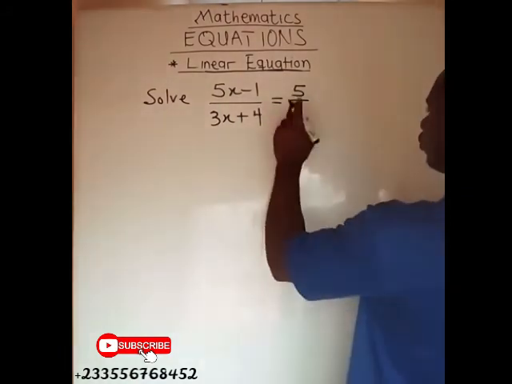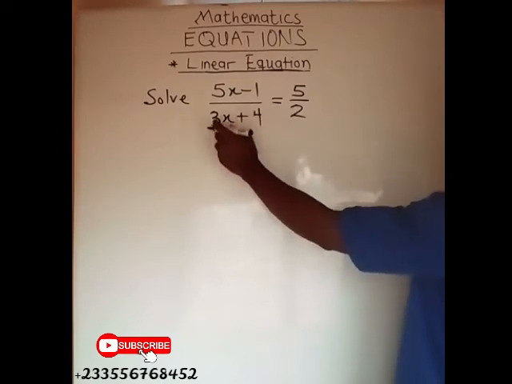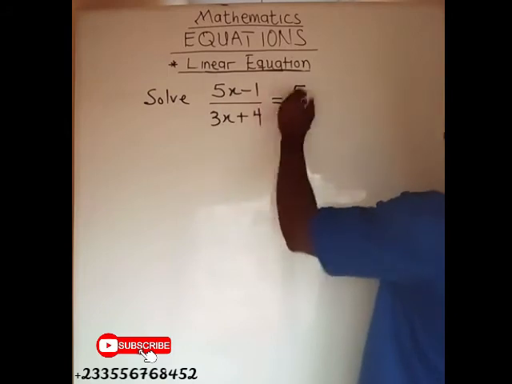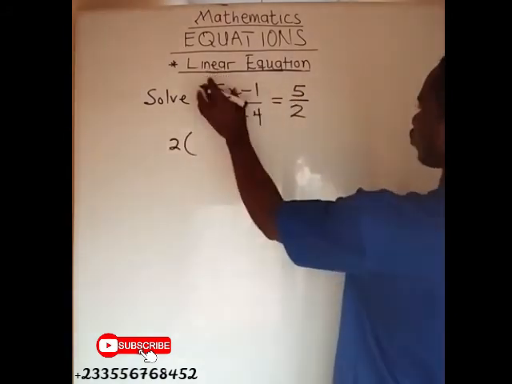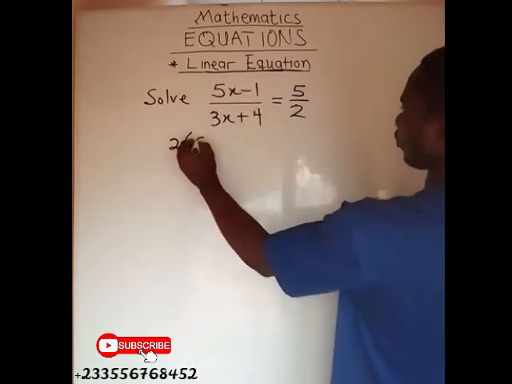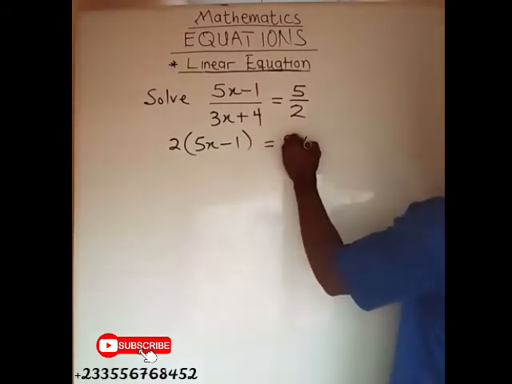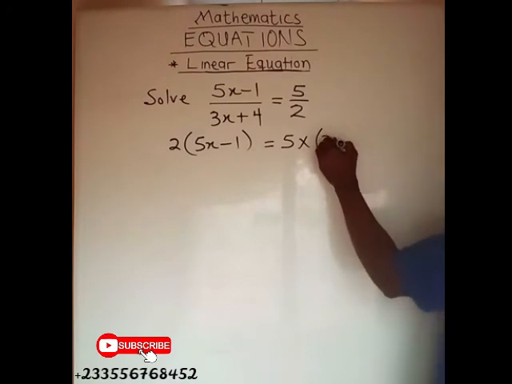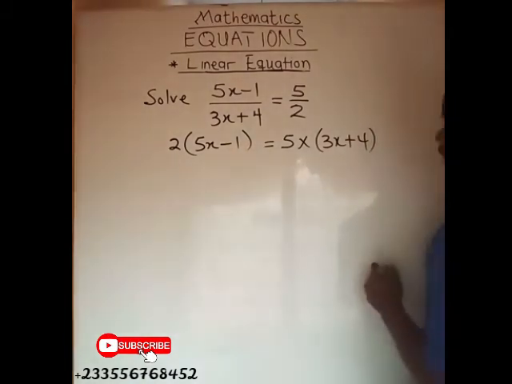So when you have something like this, you use the 2 to multiply this one, and you use the denominator of 3x plus 4 to multiply the other side. That's why I find the cross multiplication. So we have 2 brackets. We put this one in bracket, 5x minus 1, is equal to 5 times. This one we also put into bracket, because we have to use the whole thing. Then now we expand the bracket.